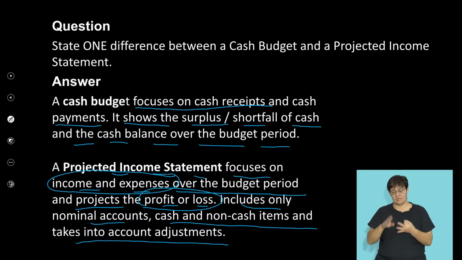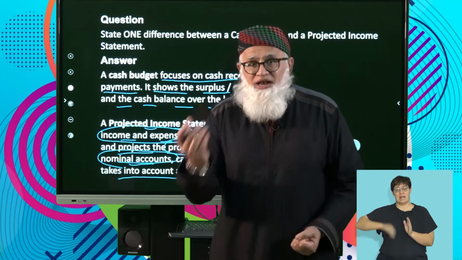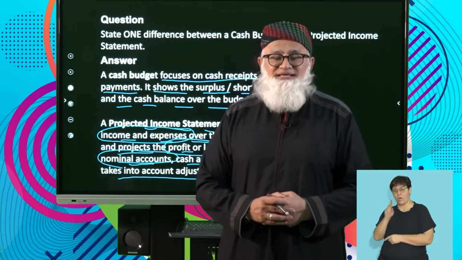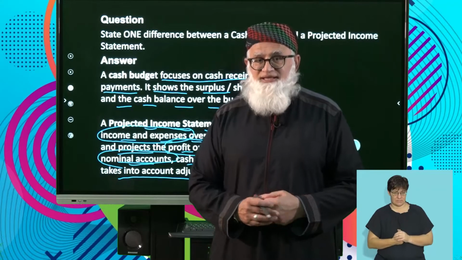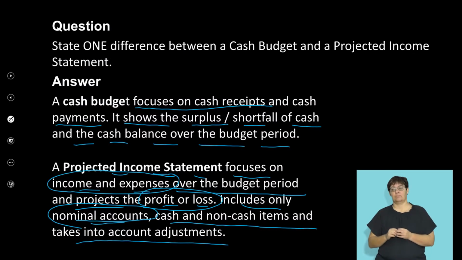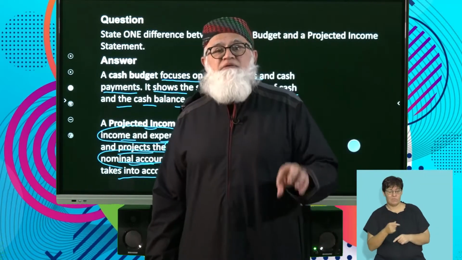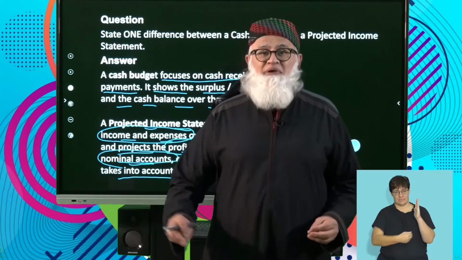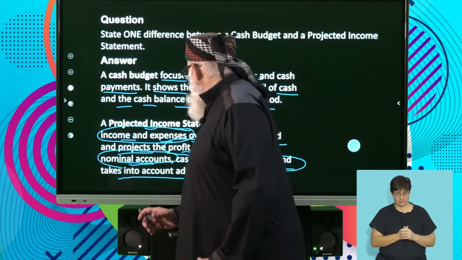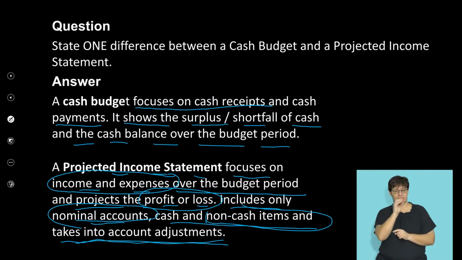Number 3. It only includes your nominal accounts. That means only items that appear in my normal income statement will appear in my projected income statement. Got it? Right. And obviously, I think we're at number 4 now, it looks at non-cash items as well. And what would be your non-cash items? Obviously, items that don't involve the flow of cash would appear in my projected income statement, but not in my cash budget. And then also, it takes into account all your adjustments.